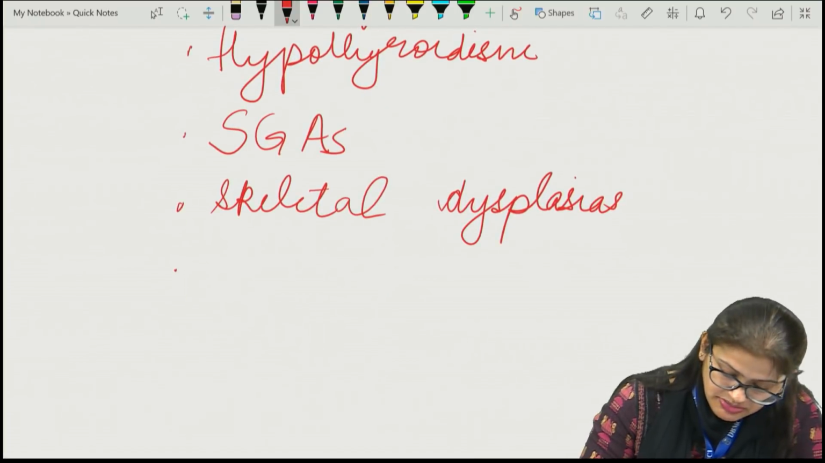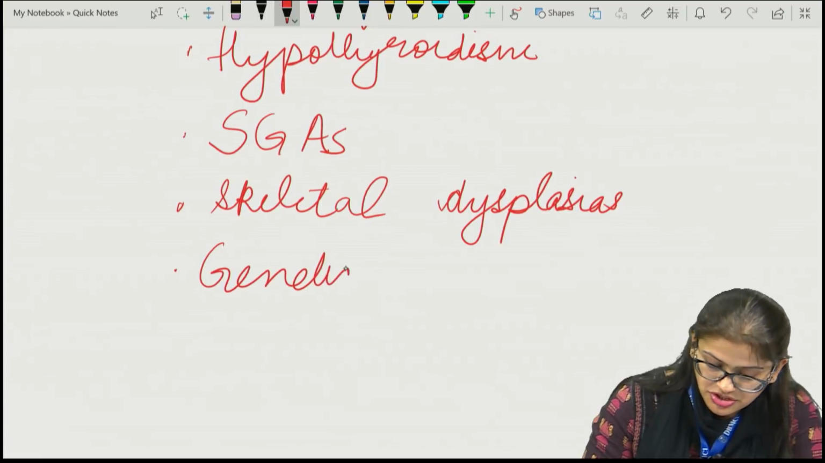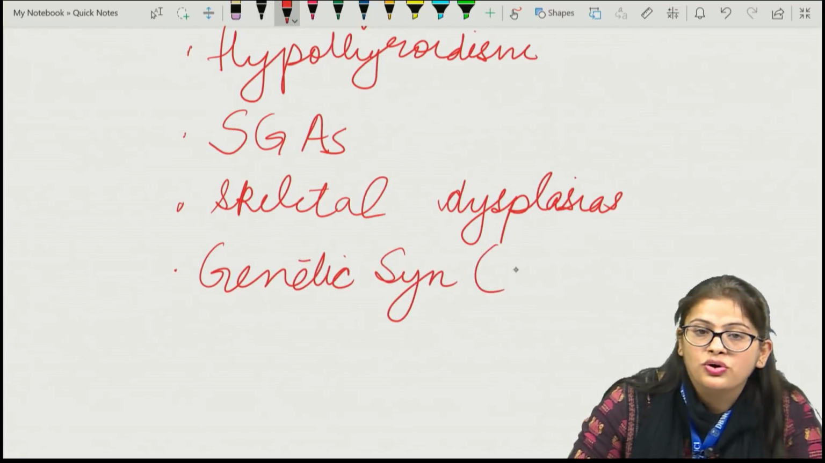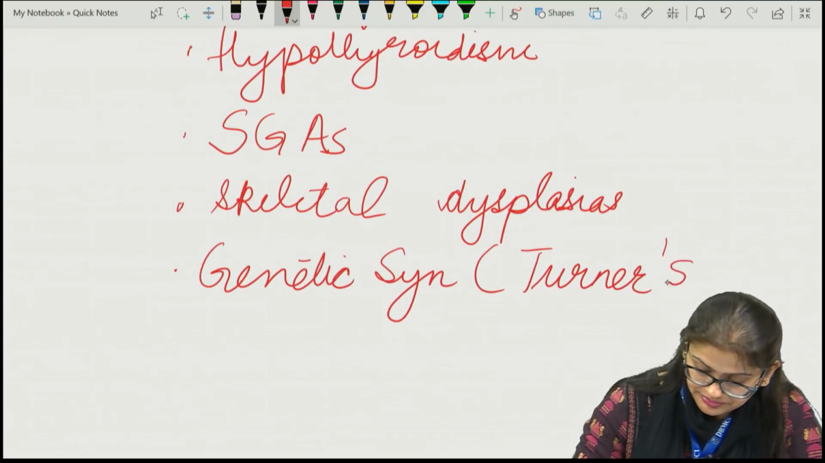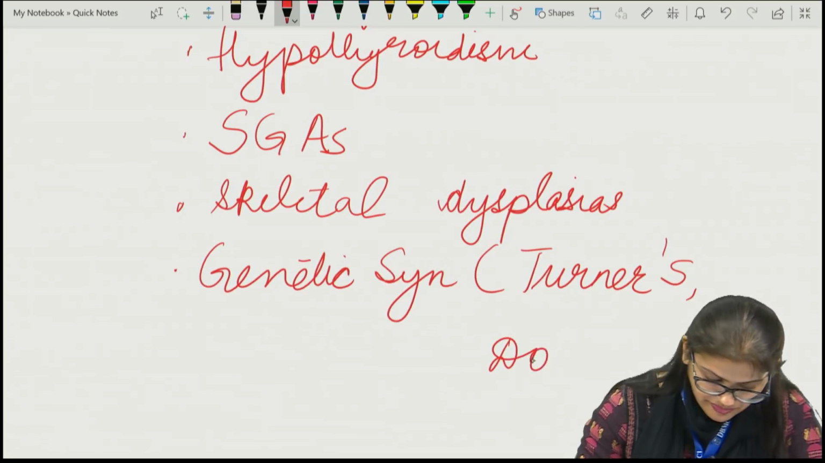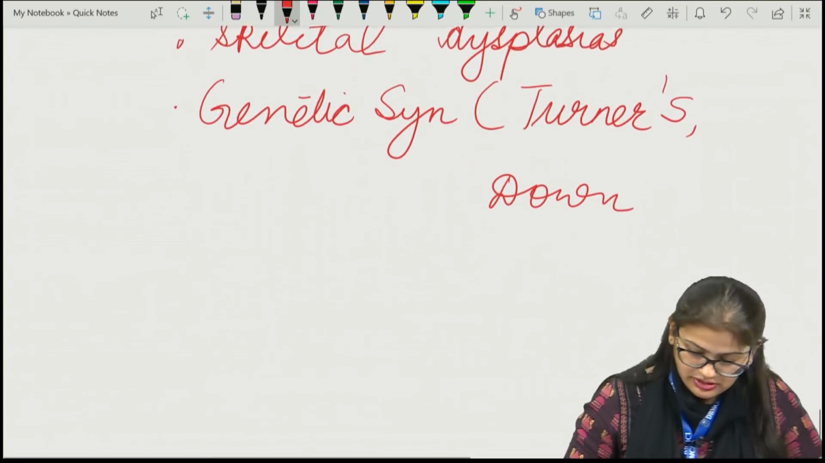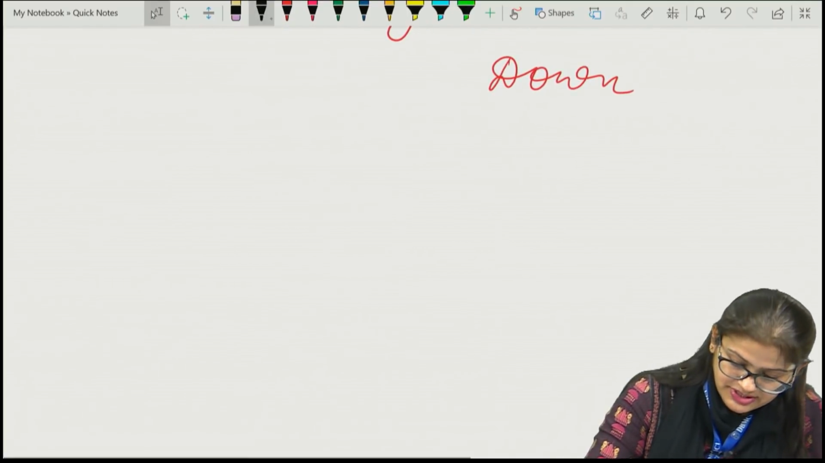Apart from that, there can be certain genetic syndromes as well, for example Turner's syndrome and Down's syndrome. They all can cause short stature. So these are the main causes of short stature that we have discussed.